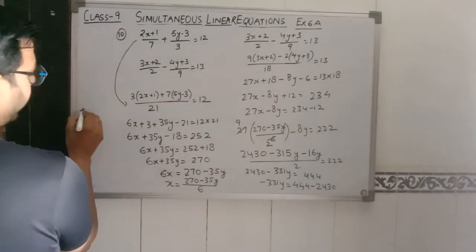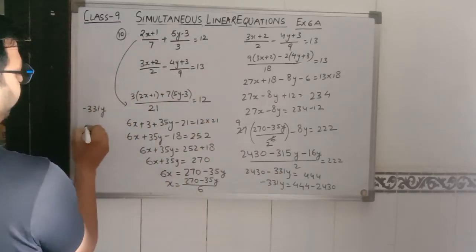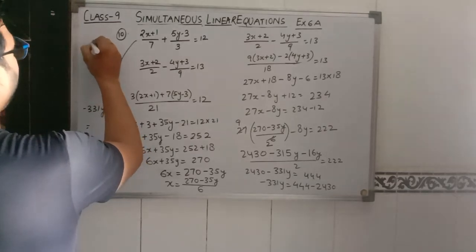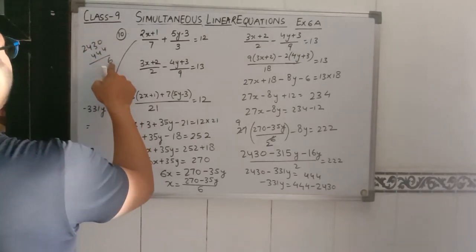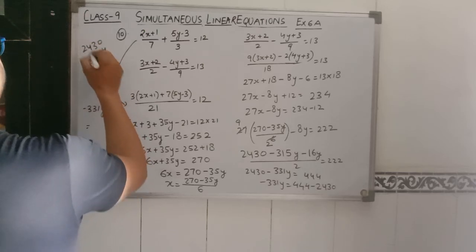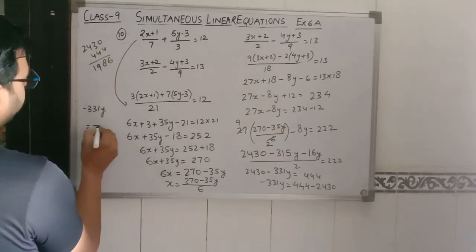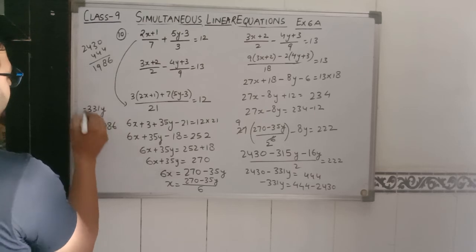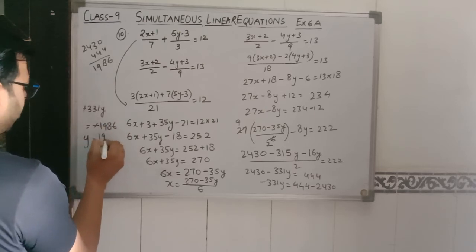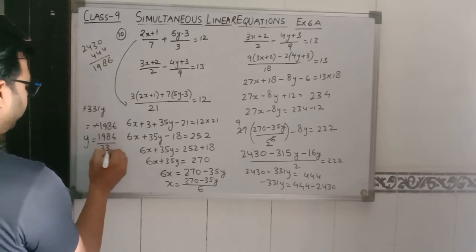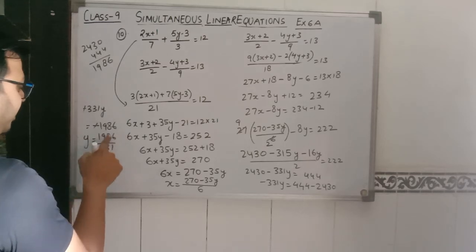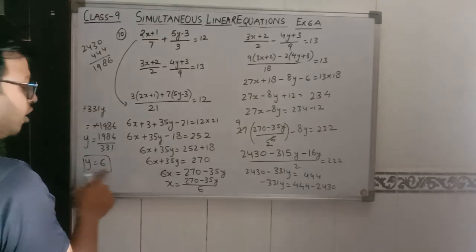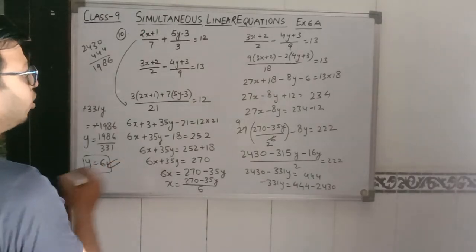Now I am coming to this side. Minus 331y is equal to, now you have to subtract 2430 and 444. That is 1986. So minus 1986. So minus will be removed and y is equal to 1986 upon 331. So the result will be 6 only, because 6 times 1 is 6, 6 times 3 is 18, and 6 times 3 is 18, plus 1 is 19. So the value of y is coming to 6.